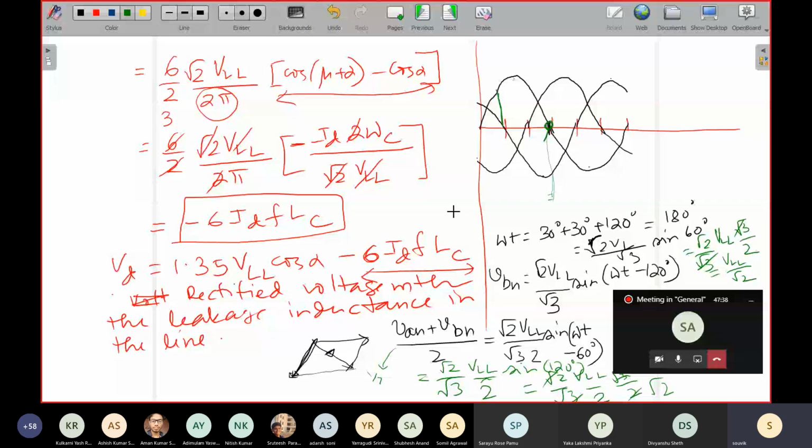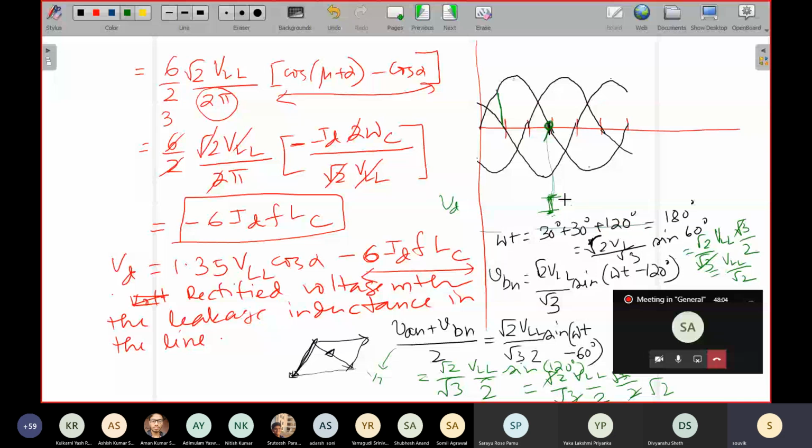Whatever the voltage would have been, it will not be this. It will be half of that value. So there will be a glitch, a sudden drop, and this is called the commutation notch. In the rectified voltage, there is a sudden drop, and that is called a commutation notch.